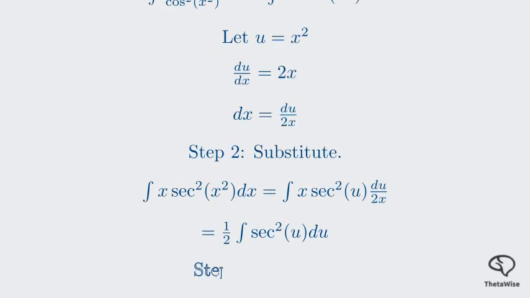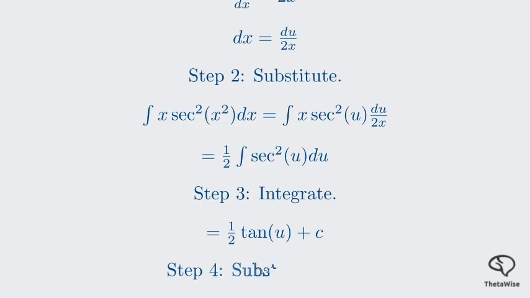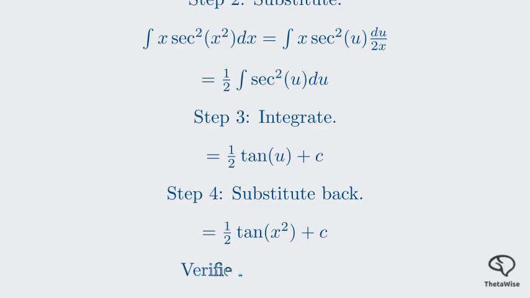Step 3, integrate. We need to remember the standard integral of secant squared u. The integral of secant squared u is tangent u, so we have 1/2 tangent u plus c. Step 4, substitute back. Replacing u with x squared, our final answer is 1/2 tangent of x squared plus c. The memo confirms this is correct.